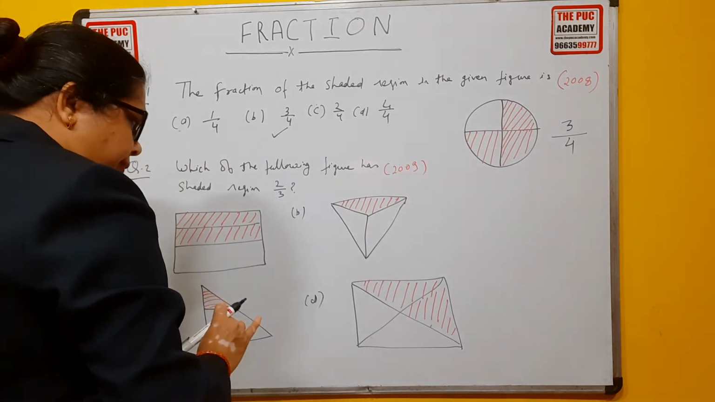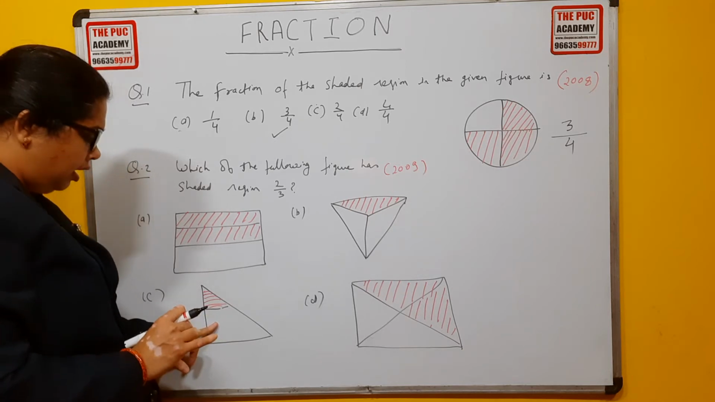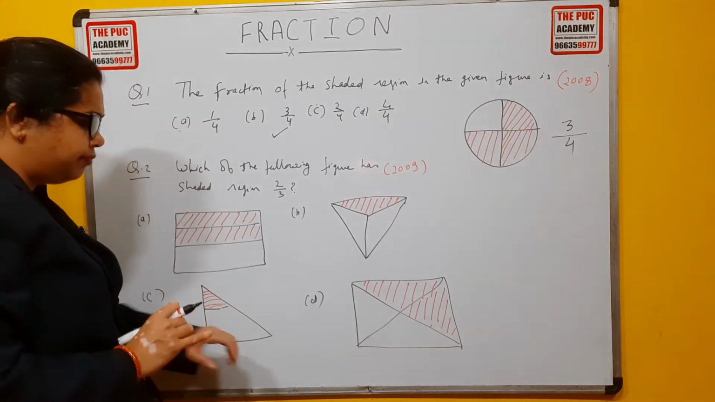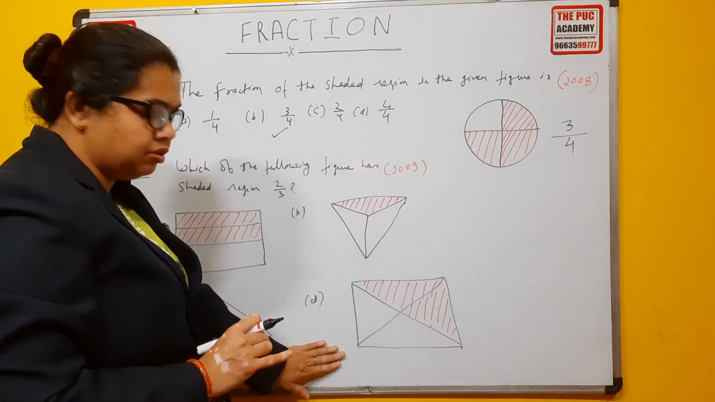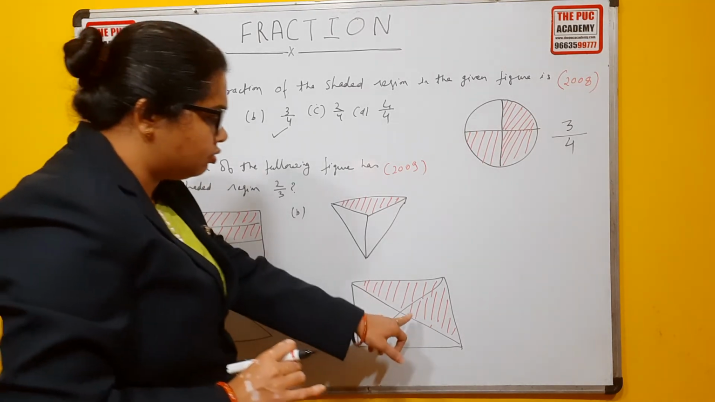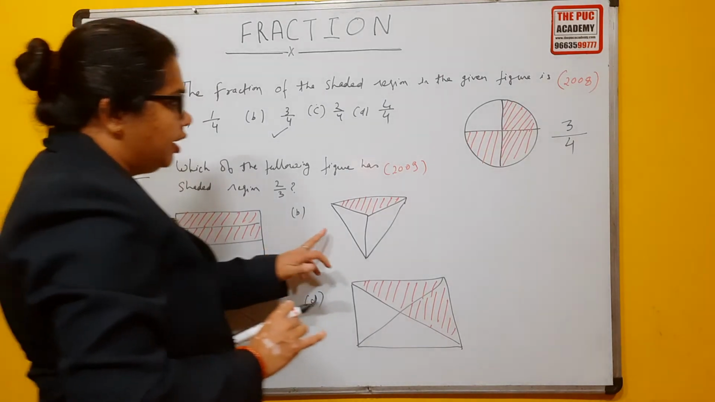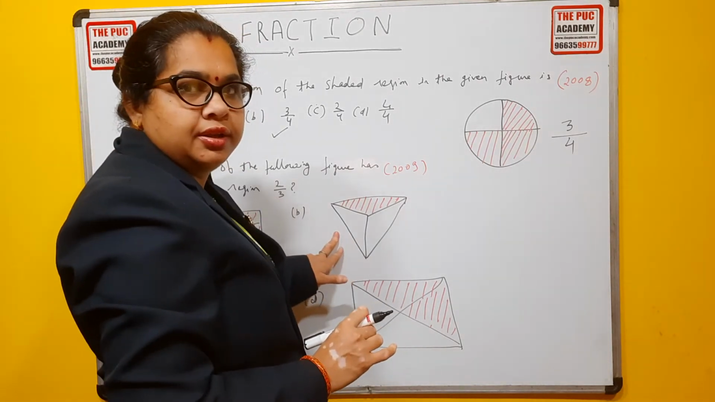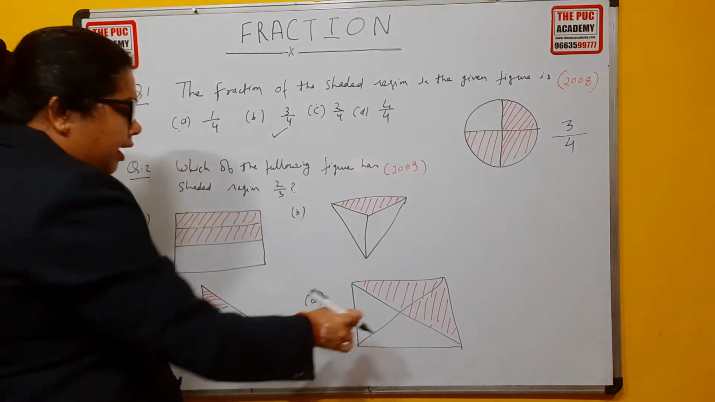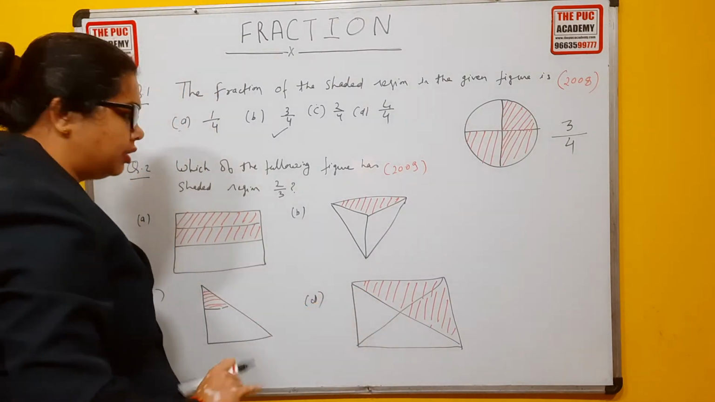So just see here. Here they have divided and only shaded 1 part. This is no and this is also no. So C and D are not possible. Here 2 parts are shaded. Here only 1 part is shaded. Here also 1 part is shaded. But here 2 parts are shaded, but the total is 4 parts. So this is also not possible.